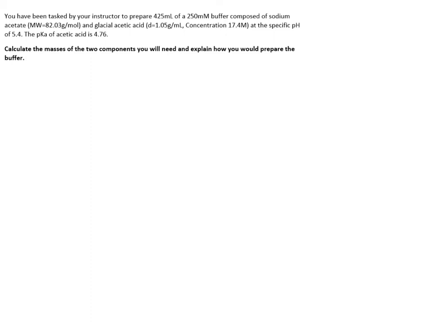Hi folks, so today we're going to talk a little bit about very common problems that you'll encounter in biochemistry labs where we have to prepare a buffer to a specific set of conditions. So in this question it says you have been tasked by your instructor to prepare 425 milliliters of a 250 millimolar buffer composed of sodium acetate, and the molecular weight's given, and glacial acetic acid, and a bunch of information is given here, at the specific pH of 5.4.